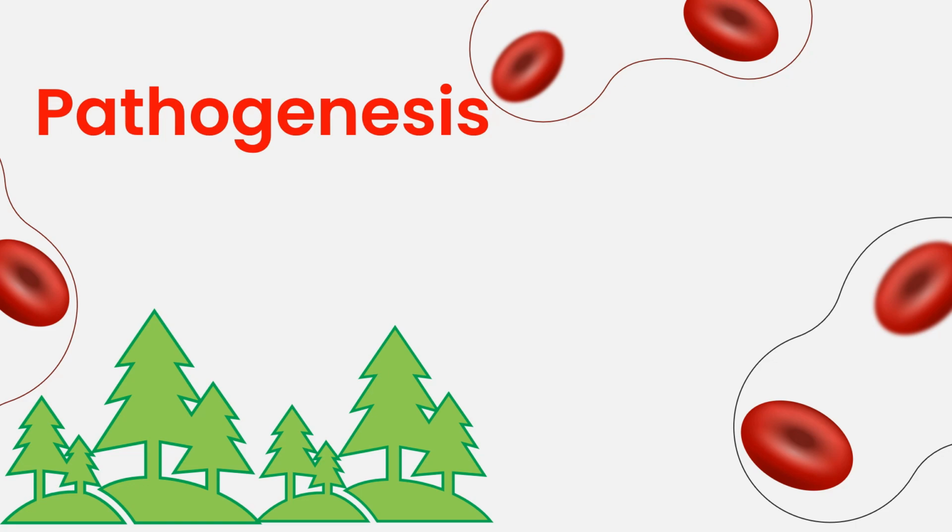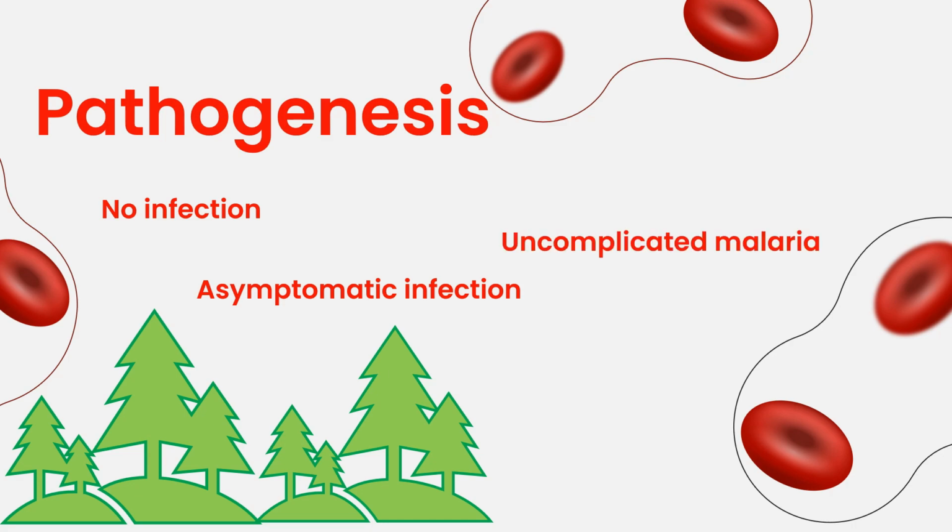When a mosquito infected with the malaria parasite bites a person, the individual can experience different outcomes. There are 4 possible scenarios. First, the person might not get infected at all. Second, they may have an asymptomatic infection, where the parasites reside in their bloodstream without causing any noticeable symptoms. Third, they could develop uncomplicated malaria, characterized by symptoms and the presence of parasites, but without major organ dysfunction. Lastly, the person may suffer from severe malaria, where symptoms, parasitic infection, and significant organ dysfunction occur.